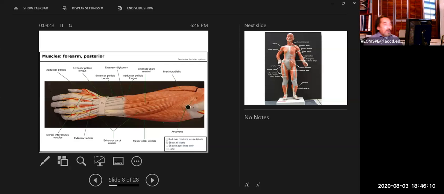All right, so here is going to be the extensor group, the posterior compartment of the forearm. So I'm going to look at my landmark again, brachioradialis. And then I'm going to look at my other muscles here. Extensor carpi ulnaris onto the pinky side. And then the extensor carpi radialis longus and brevis, they're not as visible because they're still located here, on this side. It's not actually visibly seen here.